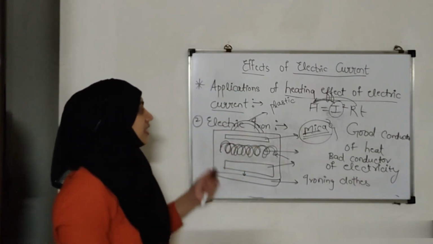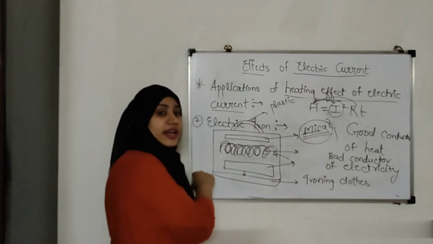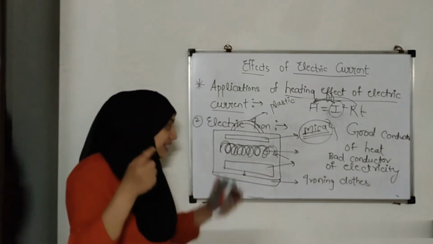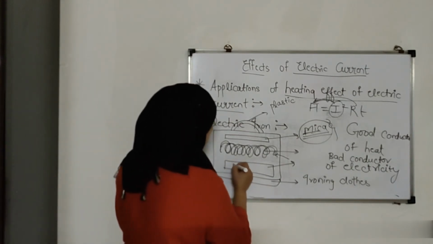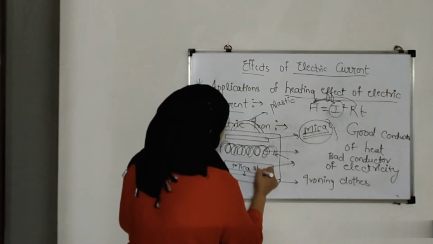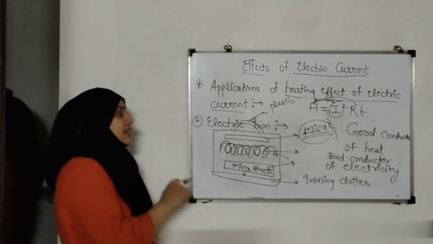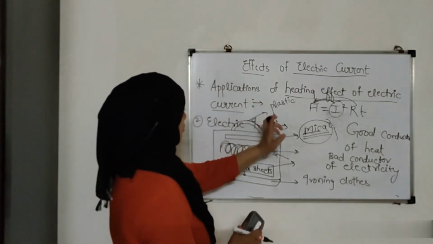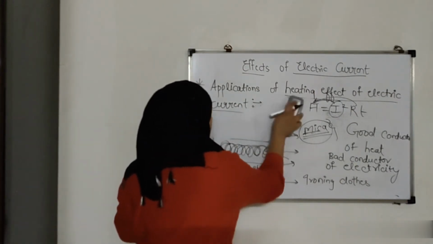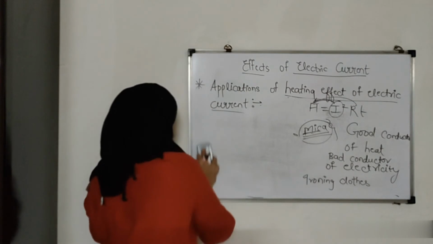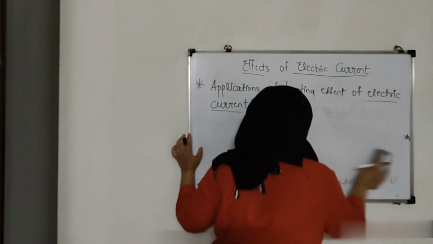That's how the heating effect of electric current is used. The current is passing through this coil. Because of the current, it gets heated up. That heat is transferred to the bottom of the iron through the mica sheets. These are my mica sheets. And that heat we use on the clothes to iron them. This was the application of heating effect of electric current. Now next we are going to see what are the wires provided by our electricity board.